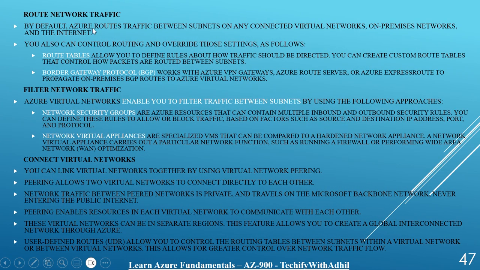Then route network traffic. By default, Azure resources' traffic routes between subnets on any connected virtual networks, on-premises networks, and to the internet. You can also control routing and override those settings as follows. One is the route table, the other one is Border Gateway Protocol. Using the route table allows you to define rules about how the traffic should be directed. You can create custom route tables that control how packets are routed between subnets.